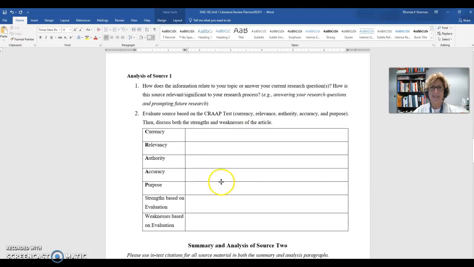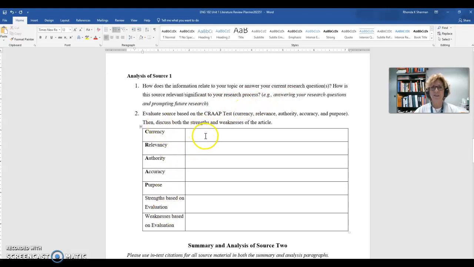For the analysis, this is where you're going to use the CRAAP test and apply it to your article. So first, explain how this article relates to your research questions. Does it answer one of them or more than one of them? And so how good is this article in helping you understand this issue? And that would be a sentence or two.